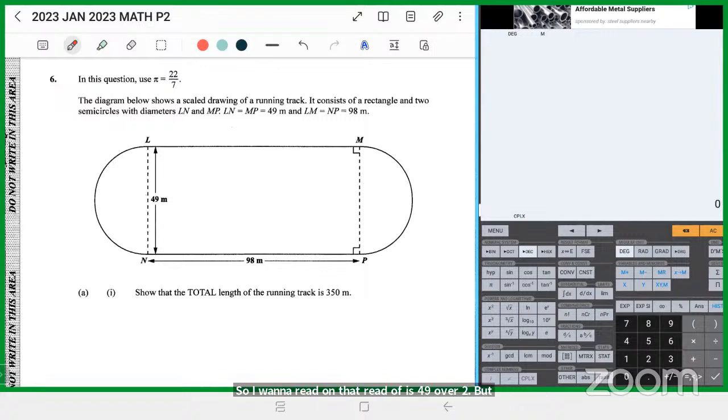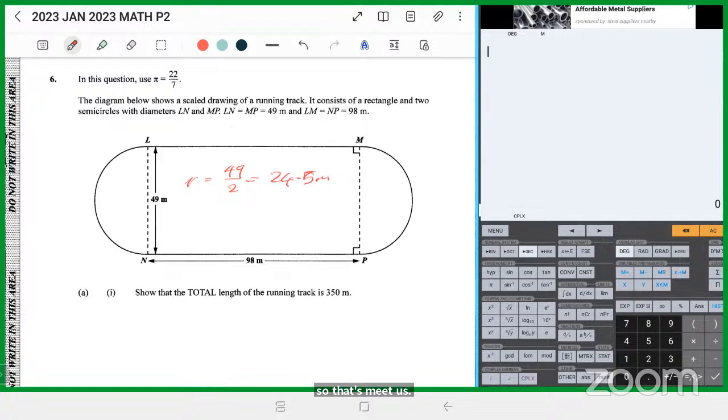So I'm going to write down that the radius is 49/2. 49/2 is how much? 24.5 centimeters, half of the diameter. So we're going to be working with this as a radius. All right, so that's meters.